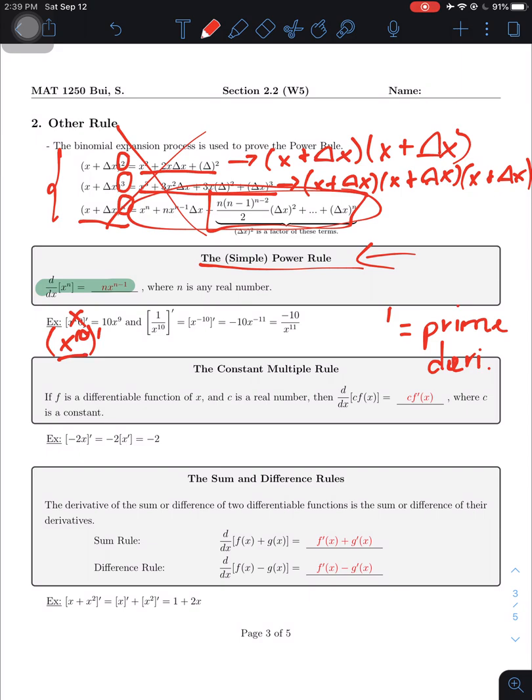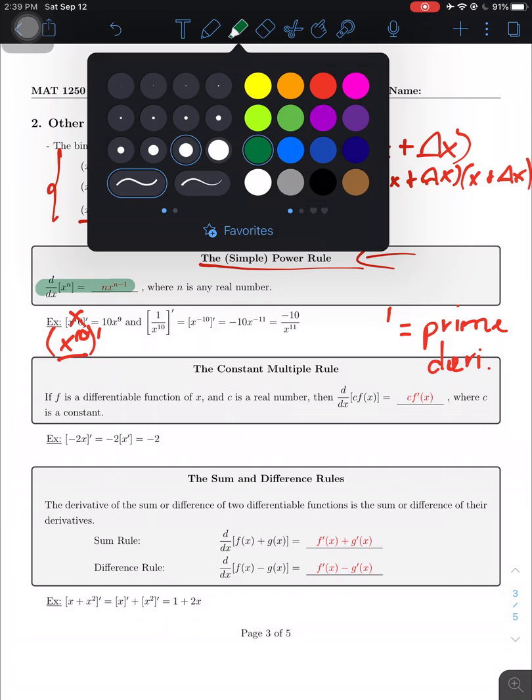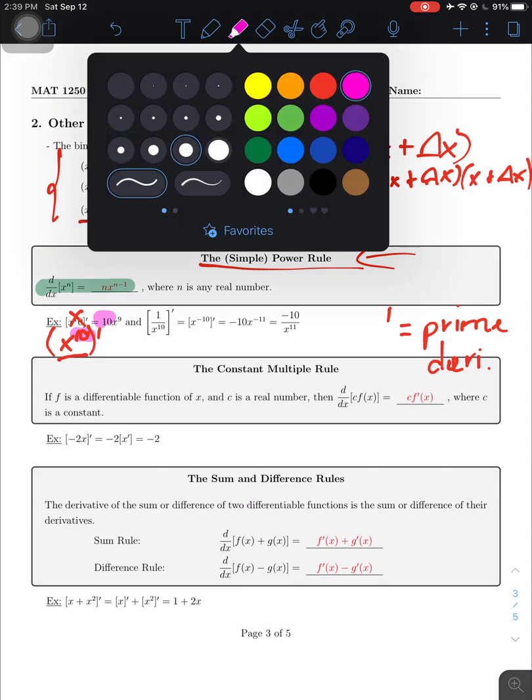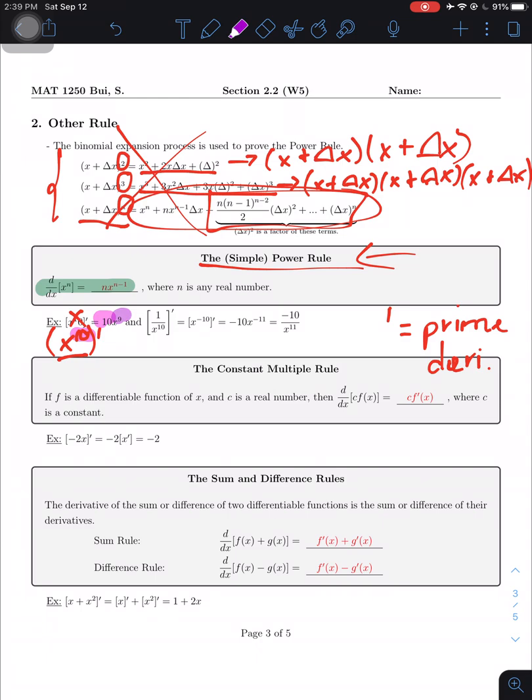We want to take the derivative of it. First of all, we're going to bring out this power. Let me highlight it in pink. We bring this power down to the front, and then we subtract that power by 1. So we get 10 minus 1, which is 9, as the new exponent. Simple enough, right? Just two steps: bring the power in front, then subtract 1 from the power to get a new power.